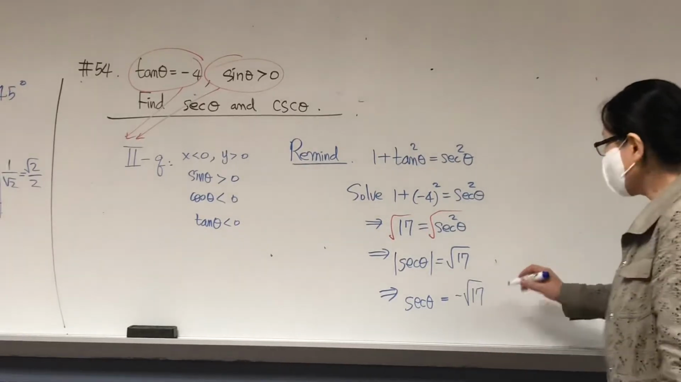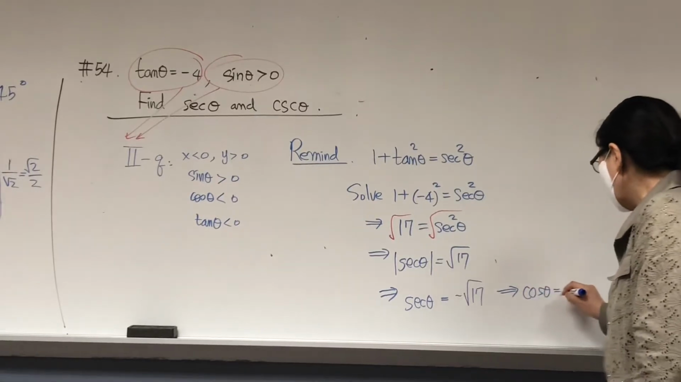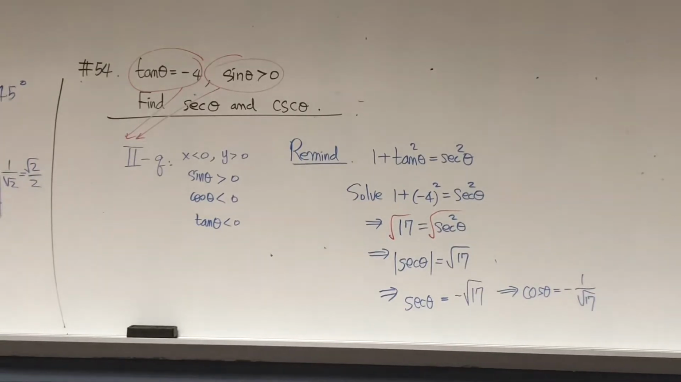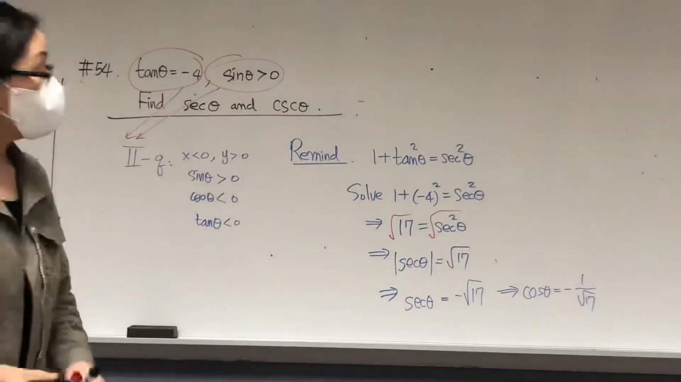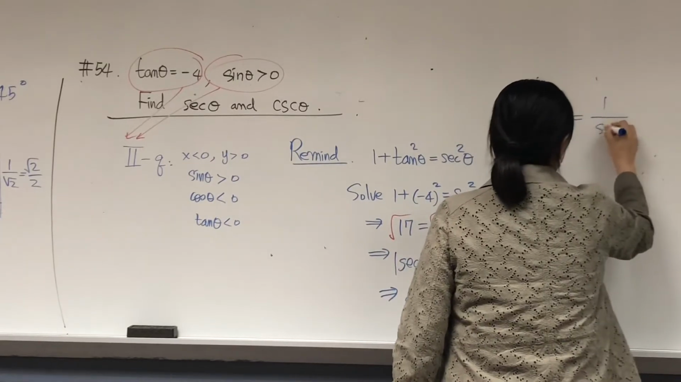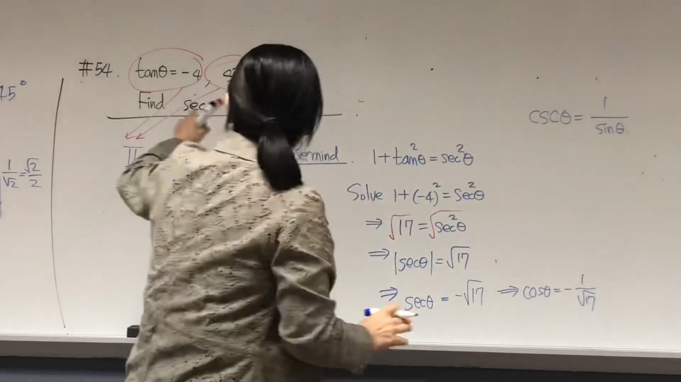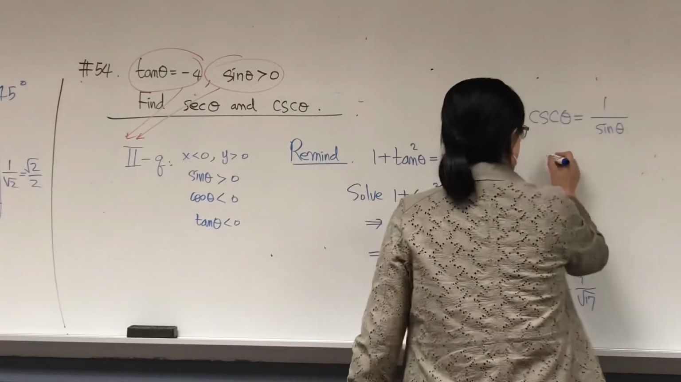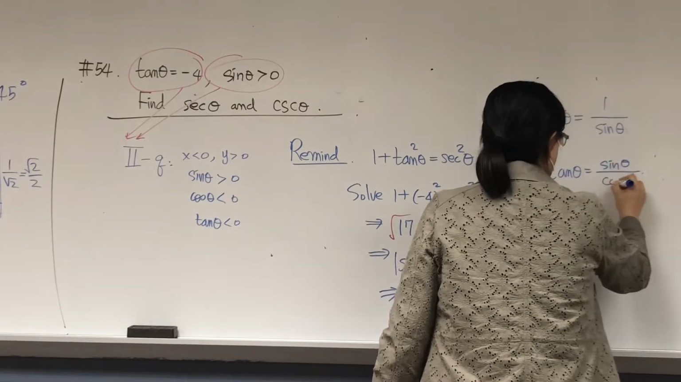So now, you know that cosine theta is negative 1 over square root 17. Am I right? Yes. Now, how do you figure out the cosecant? Cosecant is 1 over. That's right. Cosecant theta is 1 over sine theta. But here, how do you find the sine theta? Here, I know tangent, I know cosine. Tangent theta equals what? Sine theta over cosine theta. Am I right?